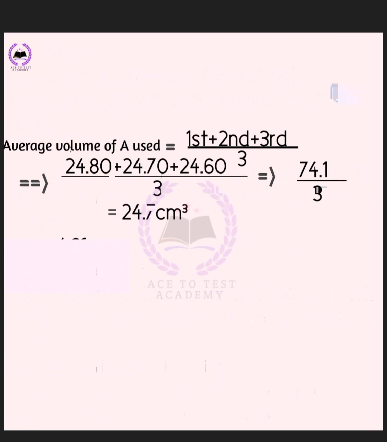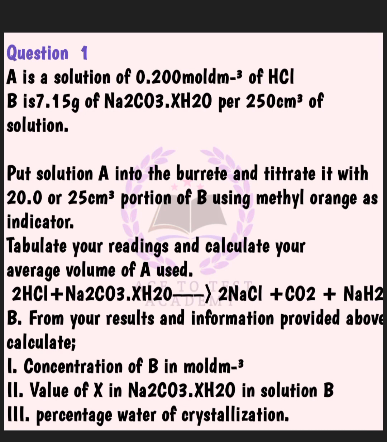Now moving to B. B says look for the concentration of B in mol per dm cube, that is the molar concentration of B.